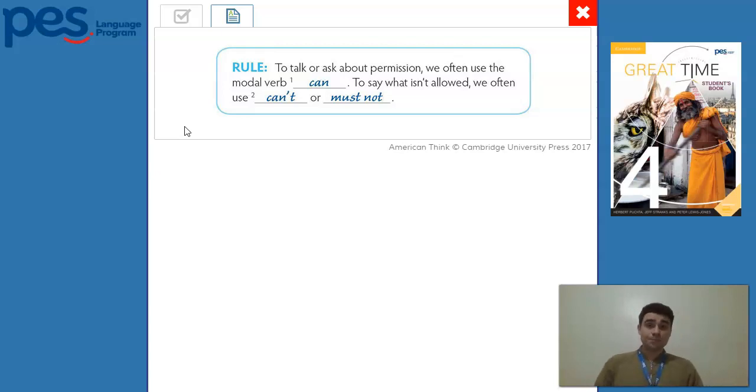Actually, the last one is not a permission, but for example, can I borrow your bike? Or can I leave the table? In all these situations, we are talking about permission, right? And continuing here in the rule, to say what isn't allowed, right? So something that is prohibited, something that we can't do, we often use, just as I did, can't or must not. Remember the sentence from the judge.